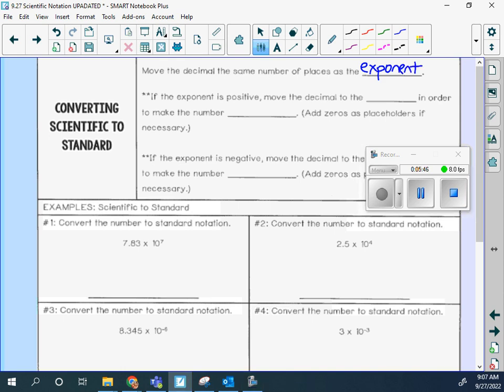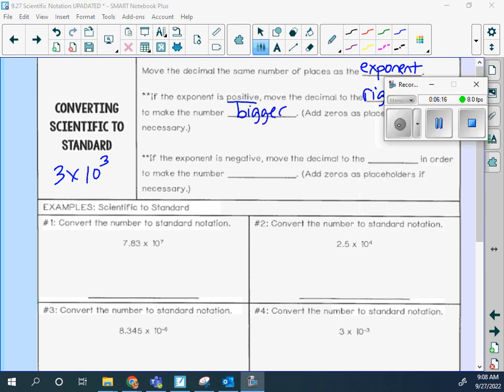If the exponent is positive, you're going to move the decimal to the right in order to make it bigger. Okay, so think about this for just a second. If my exponent is positive, is that a big number or a small number? A big number. So if I want to make the number bigger, I need to move it to the right, because I need to make it bigger. And if the exponent is negative, then you're going to move the decimal to the left in order to make the number smaller.